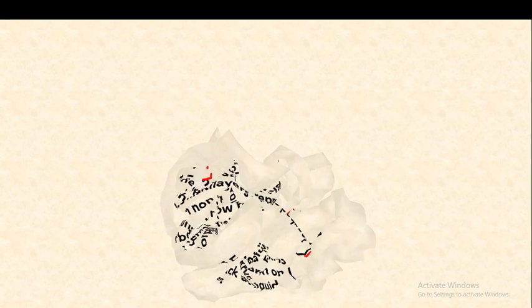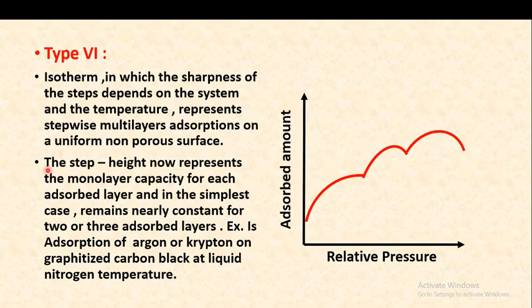So here we got different steps. What is the step height of each step? That represents the monolayer capacity for each adsorbed layer. Means this step height represents the monolayer capacity of each adsorbed layer. In the simplest case, it remains nearly constant for 2 or 3 adsorbed layers.